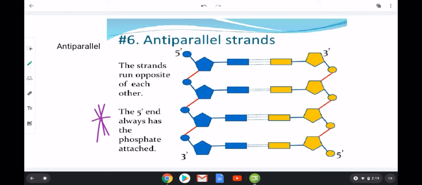If your teacher were to give you a DNA strand and wanted to ask you where the 5' end is, you'll just have to look for the phosphate group that is like this. Because as you can see with the 3', there is no phosphate group. And furthermore, the strands always run opposite each other because it is anti-parallel. Because you have to have the opposite bases pairing with one another.